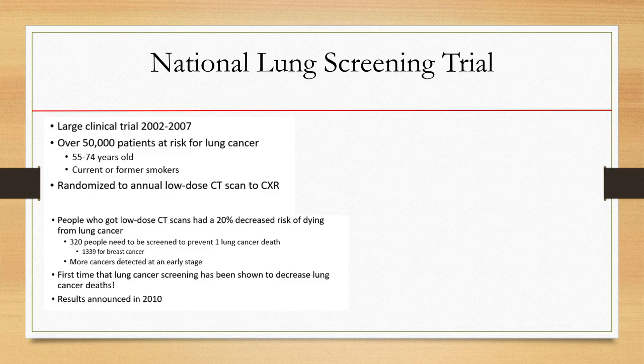The people that had the CT scan had a 20% decreased risk of dying from lung cancer. So only 320 people need to be screened to prevent one lung cancer death. Seems like that's a lot, but that's one death saved from just doing lung cancer screening. This detects cancers at the earliest stage, just like screening mammography. So this was the first time a study showed that lung cancer screening decreased lung cancer deaths.